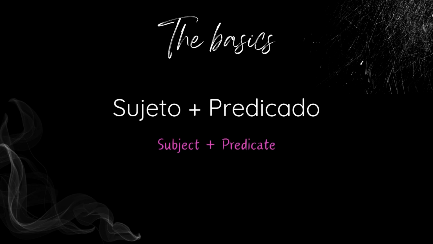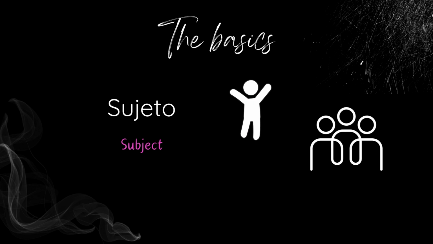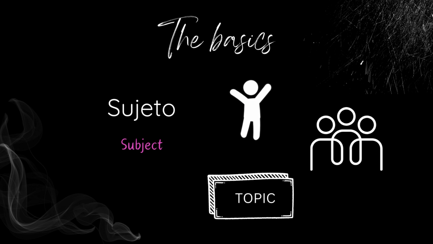The Spanish language uses the same SVO pattern that English uses. This is subject, verb, object. But more specifically, the way we learn the basic structure in school is that a sentence is composed of sujeto más predicado, subject plus predicate. The subject can be a person, a group, or a topic you'd like to talk about.